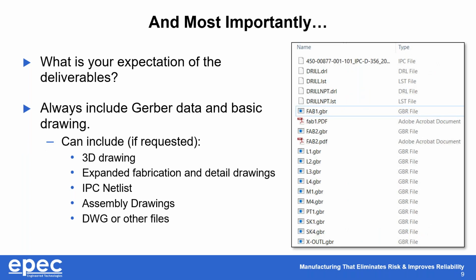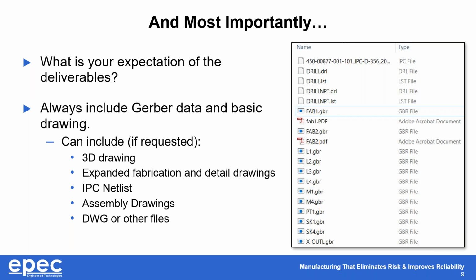Most importantly, the Gerber data. What creates the start of the project, the PCB? What your expectation is for deliverables. As a standard package, we include the example on the right. All your copper layers, solder mask, paste files, silkscreen, a one-to-one outline, drill programs for non-plated drill and through drill, and an IPC netlist can be provided upon request.